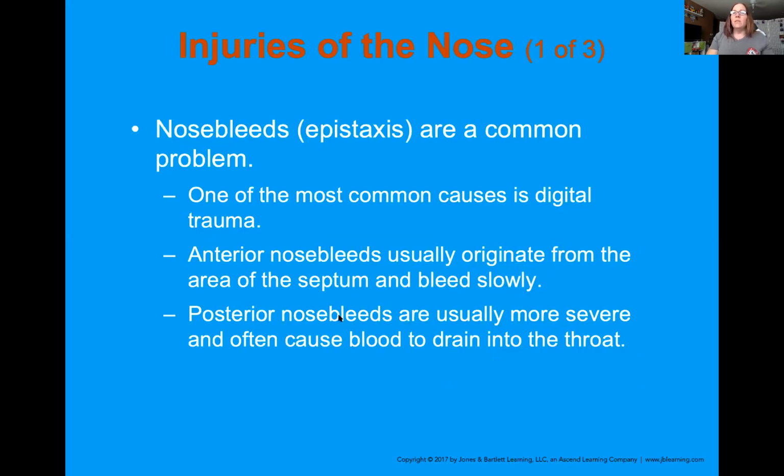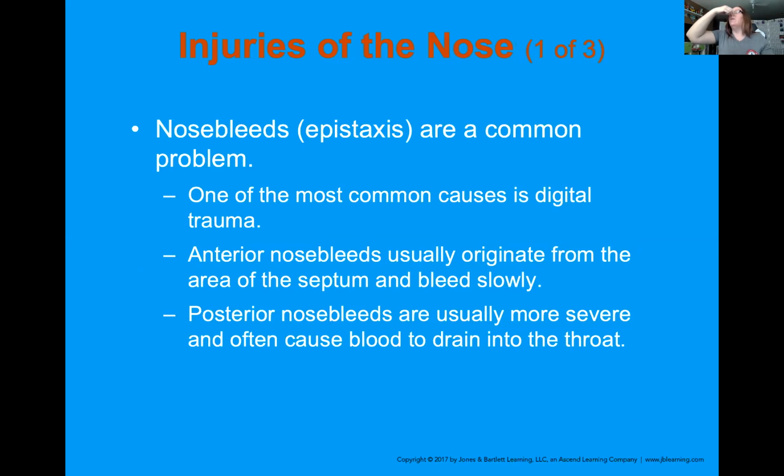All right, nosebleeds. Nosebleeds are fairly common. So we call it epistaxis. Digital trauma is the most common cause of nosebleeds, and it's usually young boys and old men, or young children and old men. And digital trauma means finger up the nose, okay? So anterior nosebleeds, that's right here, the area of the septum, they bleed slowly. Posterior nosebleeds will cause a lot of blood to come out, and it'll go back in the throat.